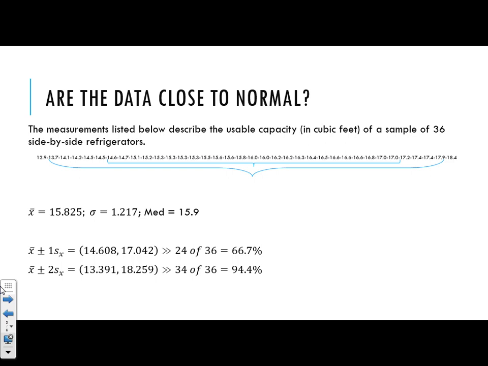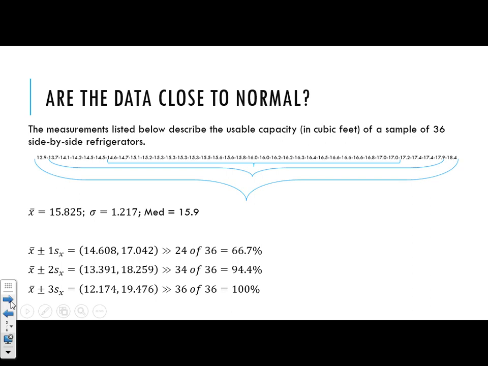And then the number of values that fall within three standard deviations of the mean, well, that hits 100%, okay? And so based on the 68, 95, 99.7 rule, this data does appear to be normal, okay? Again, the mean and median are close, so we can look at these distributions from a numerical standpoint. We can also look at them from a graphical standpoint.